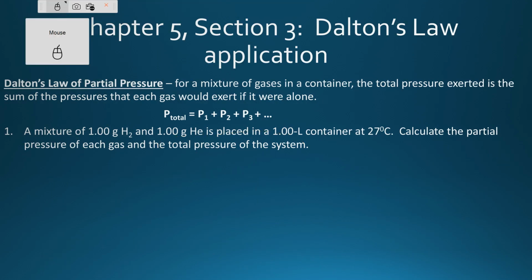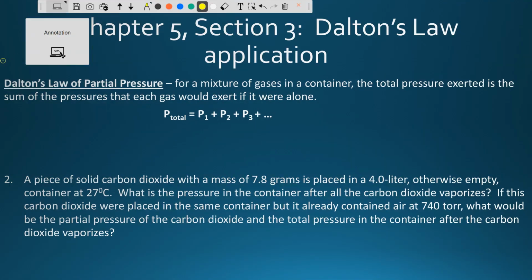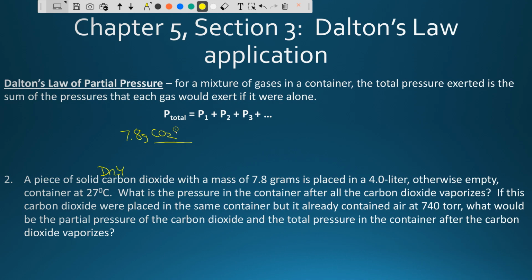Okay, so let's take a look at another problem with that, and we see a piece of solid carbon dioxide with a mass of 7.8 grams is put into a container that is otherwise empty at 27 degrees Celsius. We want to know the pressure of the container after all the carbon dioxide vaporizes. Now what's going on, a solid carbon dioxide is known as dry ice. And so that will sublimate. That will go right from a solid to a gaseous state. So if I have 7.8 grams of carbon dioxide, that's going to be a mass of 44 grams per mole. And so this will give me 0.18 moles of carbon dioxide.